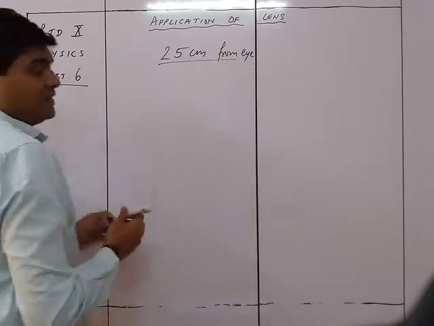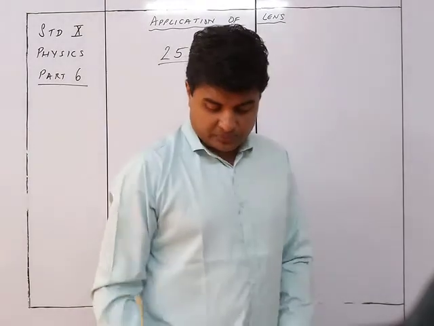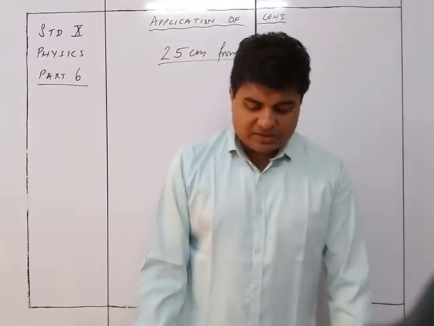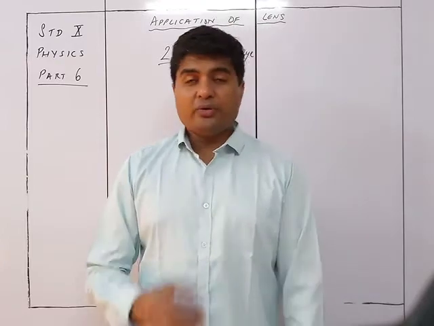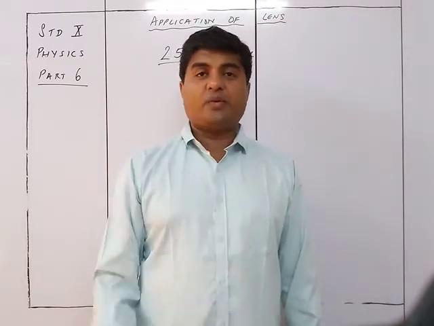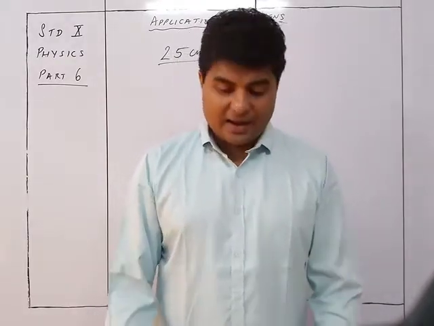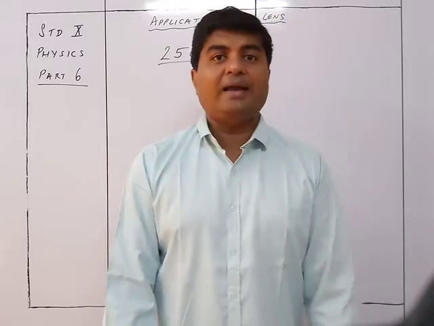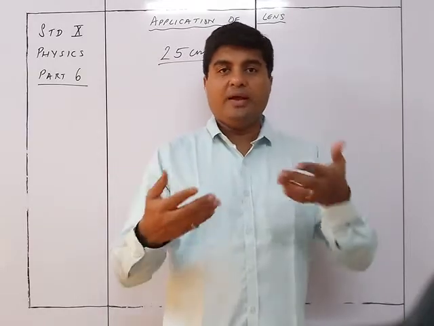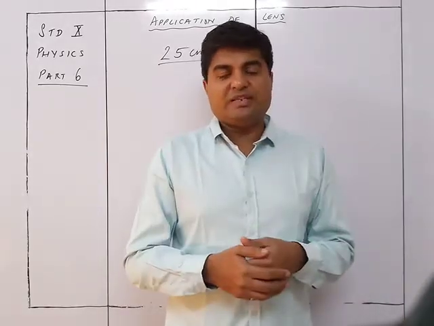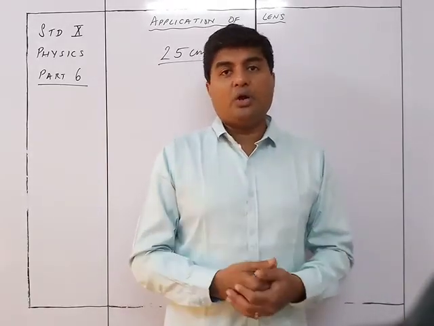That is the distance of distinct vision for a normal eye. If I want to see something at maximum size, I will place it at 25 centimeters, provided I have a normal eye. Suppose I have spectacles but I am not using them and I keep the object at 25 centimeters, I may not be able to see it properly if I have long-sightedness.